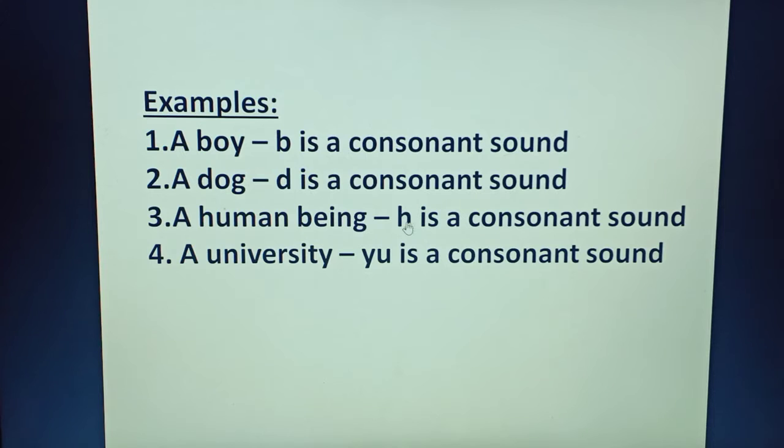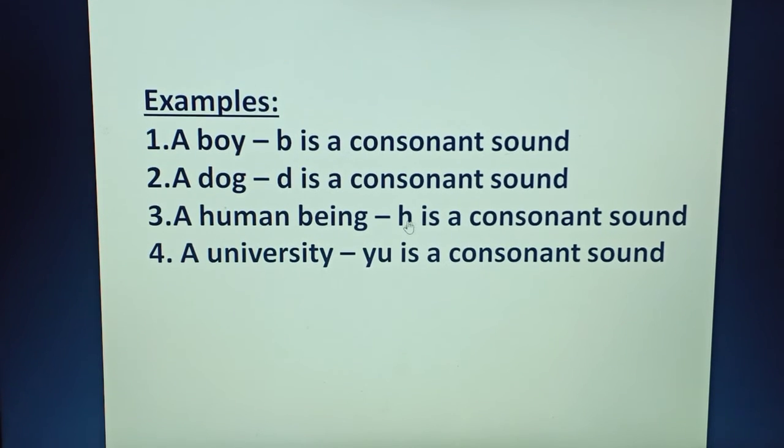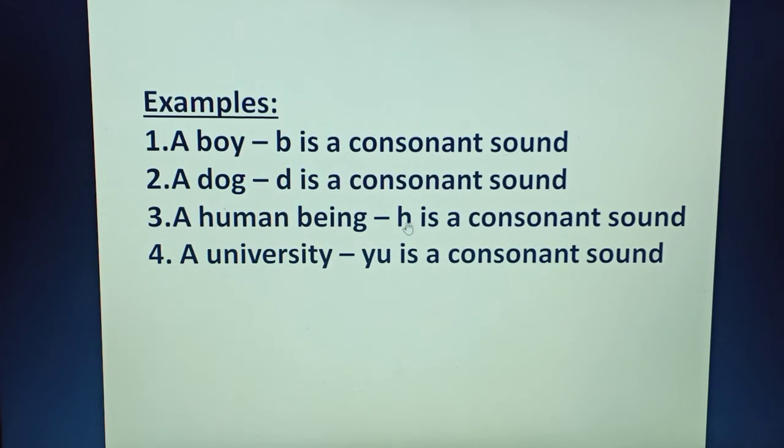So friends, there are some examples. First is a boy. B is a consonant sound, right? So that's why we are using a before boy. Next example is a dog. D is a consonant sound, right? That's why we are using a here. Third example is a human being. So human being, H is a consonant sound. Don't focus on the alphabets, only focus on the sound, right?